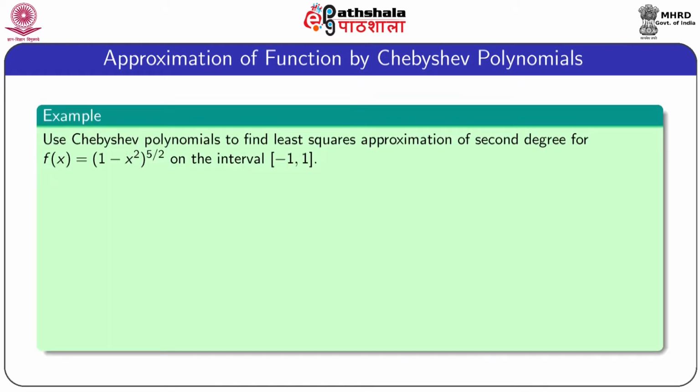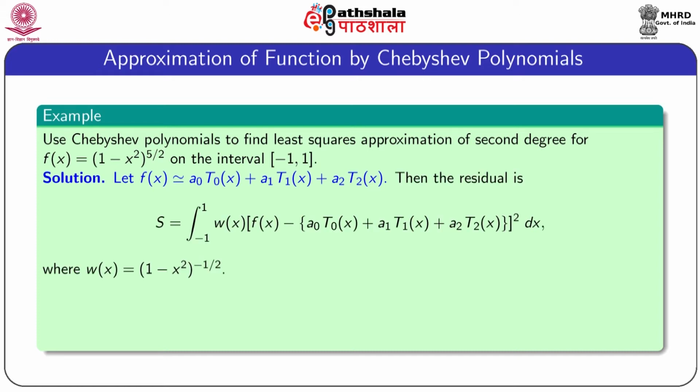Now we consider one example to approximate a function f(x) equal to (1 minus x square) to the power 5 by 2 using the least square method with the help of Chebyshev polynomials on the interval minus 1 to 1. Let the function f(x) be approximated as a0 T0(x) plus a1 T1(x) plus a2 T2(x), where T0(x), T1(x) and T2(x) are the first 3 Chebyshev polynomials and a0, a1, a2 are constants.